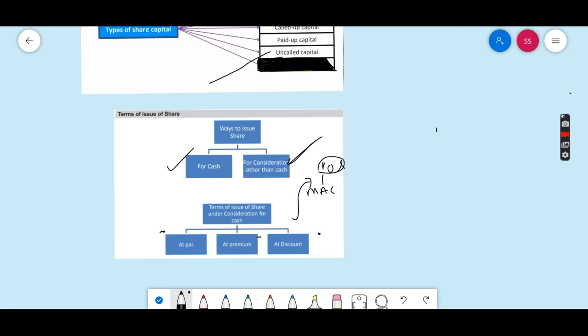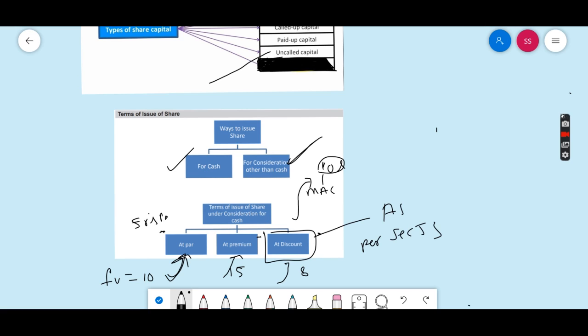First, par: the face value of the share is 10 rupees, and if they issue the shares at 10 rupees, then they issued at par, as it is equal to the face value. If the face value is 10 rupees and they issued at 15 rupees, that means they issued at a 5 rupees premium, right? And then discount, if they issue at 8 rupees, less than the face value. Equal to the face value, par; more than the face value, premium; less than the face value, discount. But as per section 53, no company can issue shares at a discount, right?